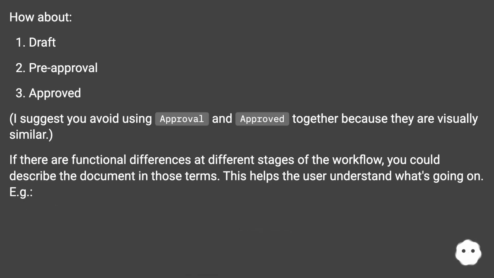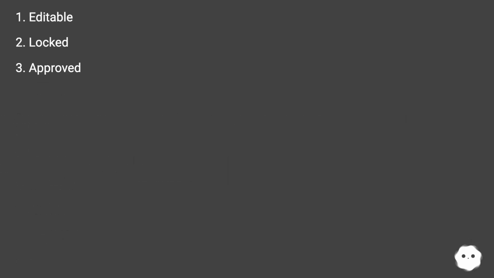How about draft, pre-approval, approved? I suggest you avoid using approval and approved together because they are visually similar. If there are functional differences at different stages of the workflow, you could describe the document in those terms. This helps the user understand what's going on. E.g., editable, locked, approved.